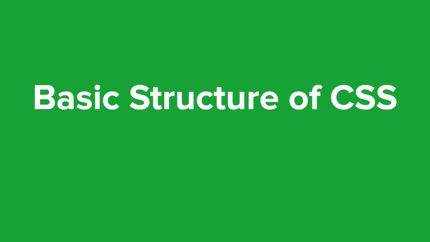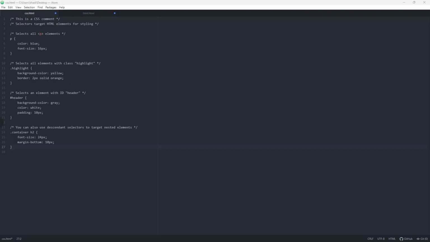So let's look at the basic structure of CSS, and this involves using selectors to target HTML elements and applying styling properties to those elements. Here's a simple example. So here you can see a basic example. In this example, you have three types of selector. You have the element selectors, and that targets all instances of a specific element. For example, you have the selector that selects all the P elements right here.